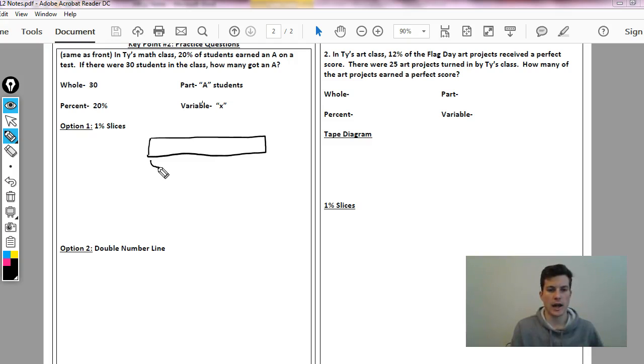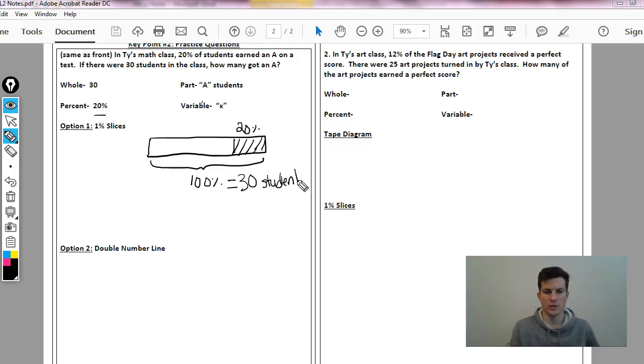So I can label this as being 100%, which represents the entire diagram. That's my whole. What's my part? Well, I need to mark off a part. And what percentage does this represent? Let's remember, hey, this is 20%. And we already know the whole, this 100% is equal to 30 students. And we want to know how many students is this 20% equal to.